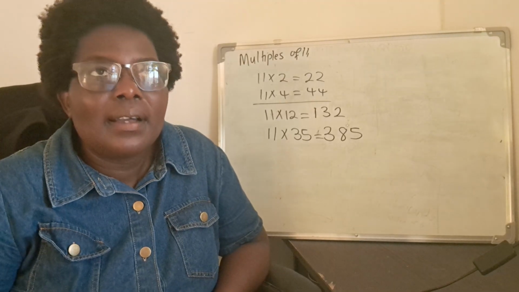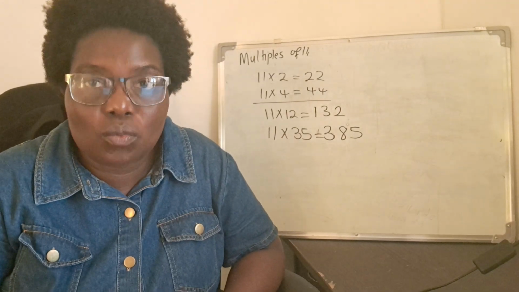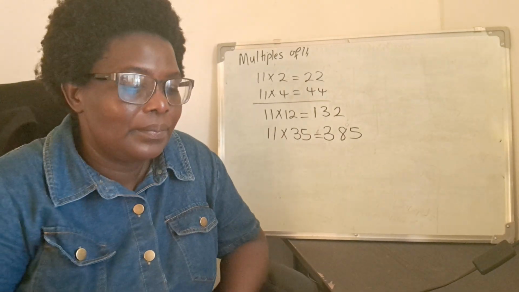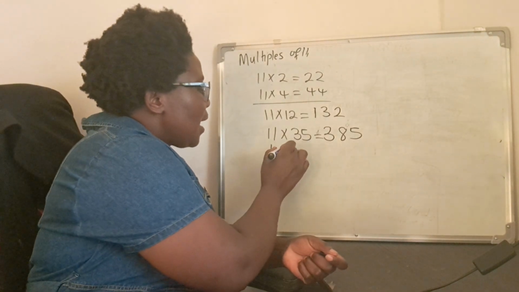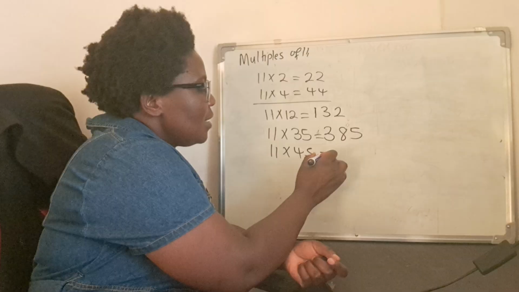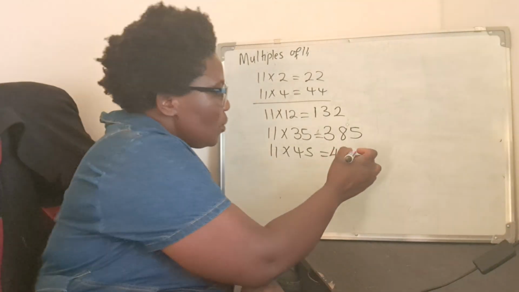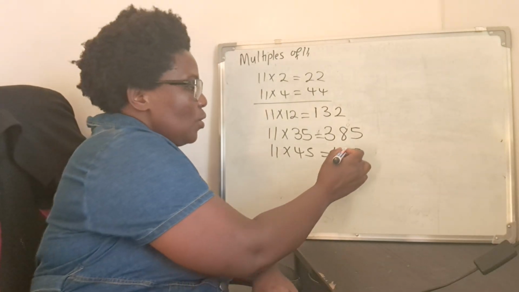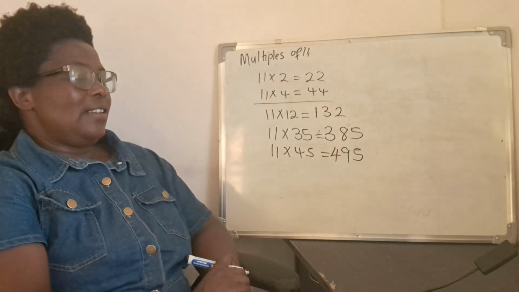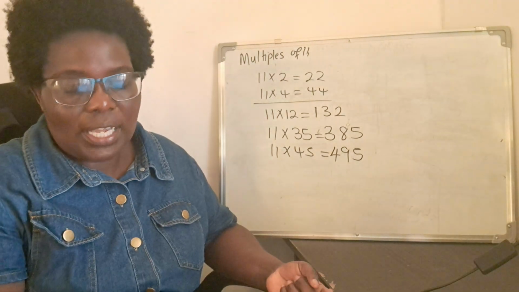Let's try something else. Probably a number that, if we add it, will give us a number that is more than 10. Or else let's just try one more time. 11 times 45, right? We said we write the first number 4, and then we also write 5, then we add them, that's 9, which gives 495. What if you add this number and it is more than 10?